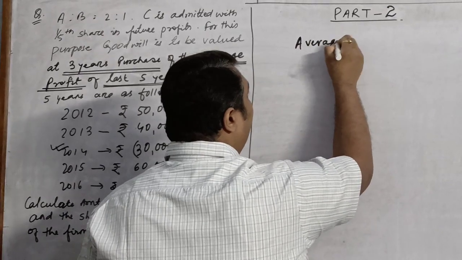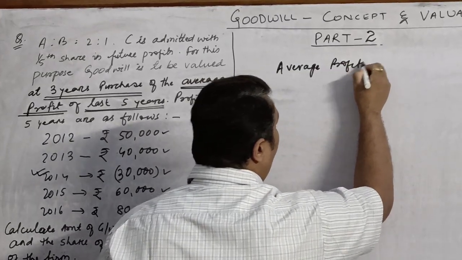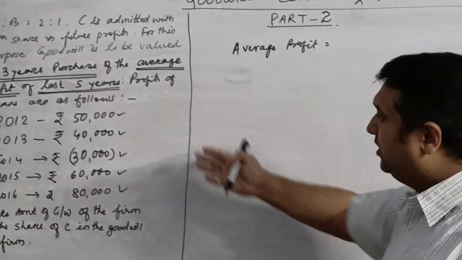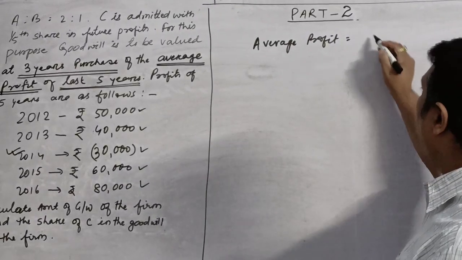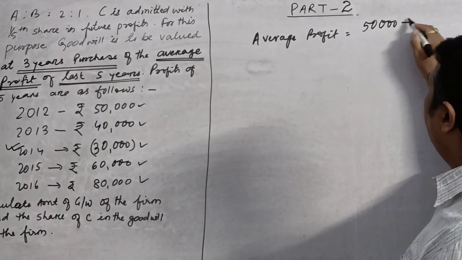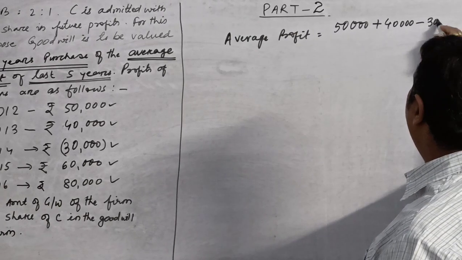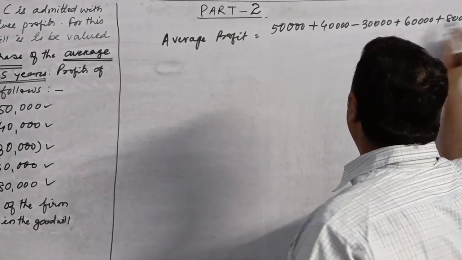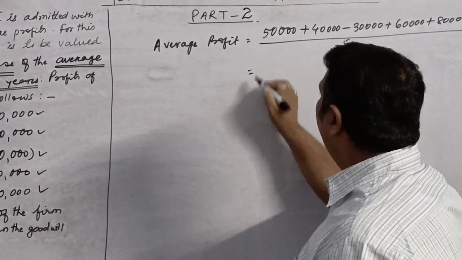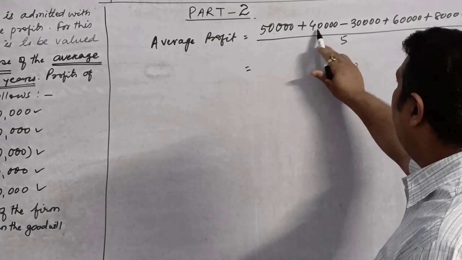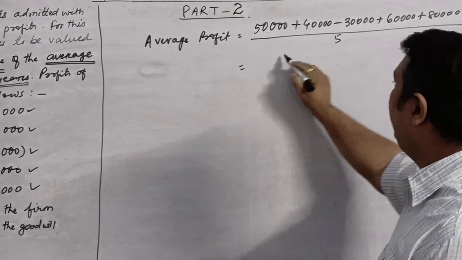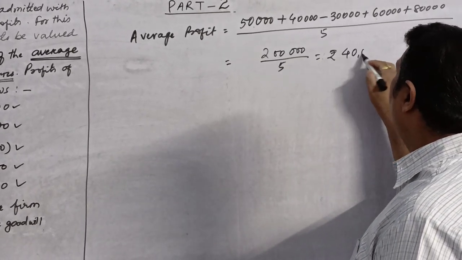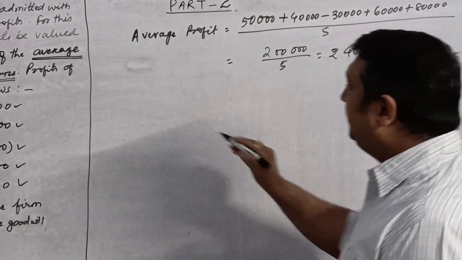According to our first step, we are supposed to find out the average profit. For this, I asked you all to add the profit of all the years. Since there is a loss, we will subtract it: 50,000 plus 40,000 minus 30,000 plus 60,000 plus 80,000 divided by 5. Now if we add 50,000 plus 40,000, 90, minus 30, 60, plus 60, 120, plus 80, it is 2 lakhs divided by 5, which is equal to rupees 40,000. So this much is your average profit.